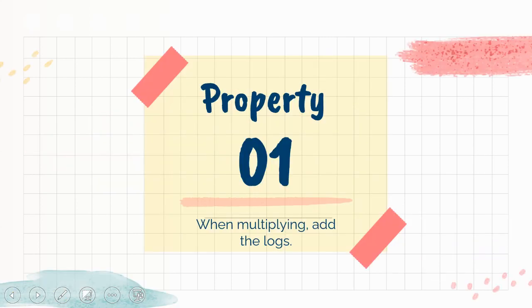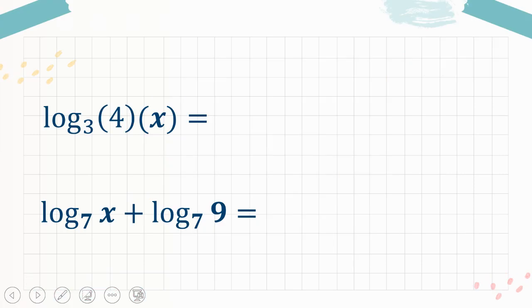The first property is when multiplying, we add the logs. Let's put this into practice. We have log base 3 of 4 times x. We are going to expand this and rewrite it as the addition of 2 logs. That would be log base 3 of 4 plus log base 3 of x. Notice nothing about the log changes. The base is still 3 for both of them. We're just expanding this by rewriting the multiplication using our log properties as the addition of 2 separate logs.